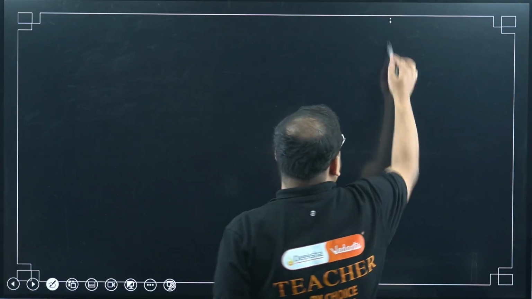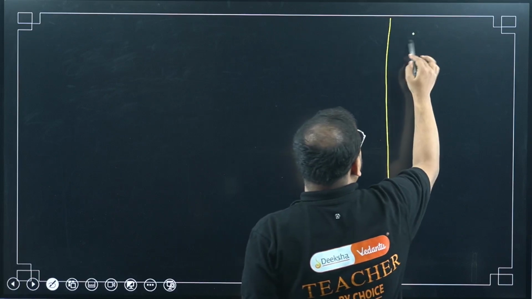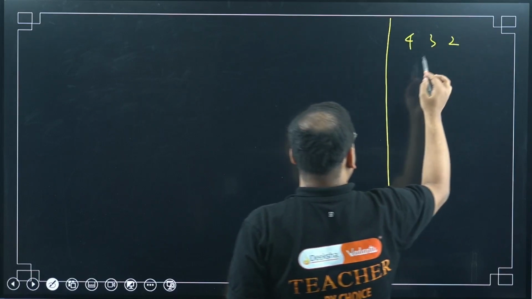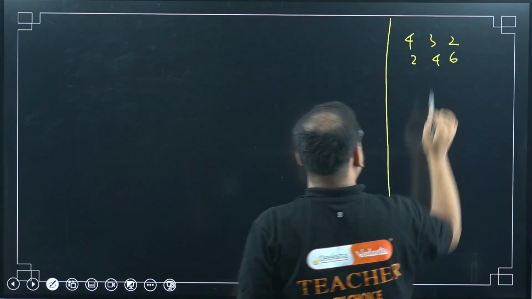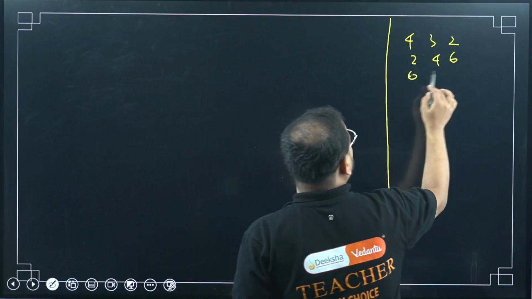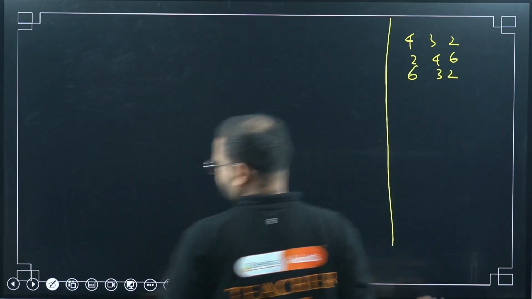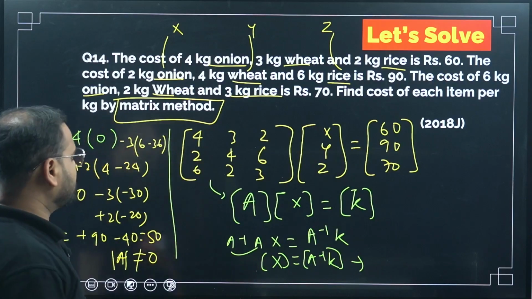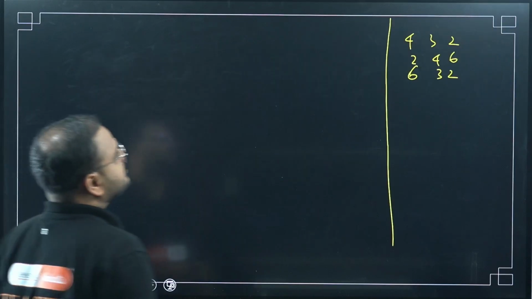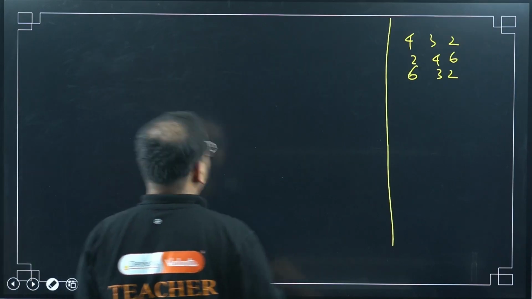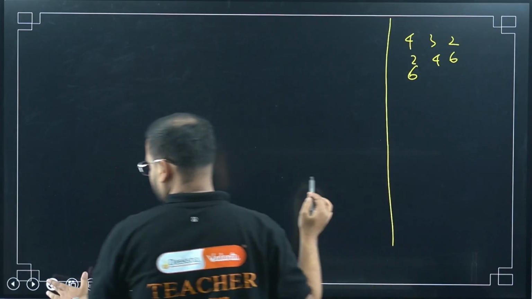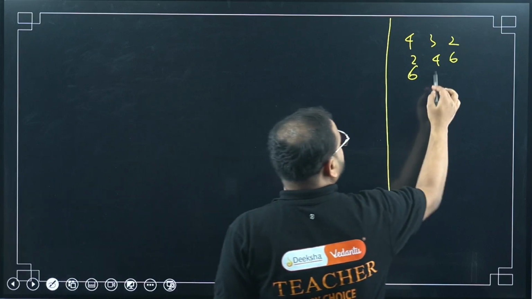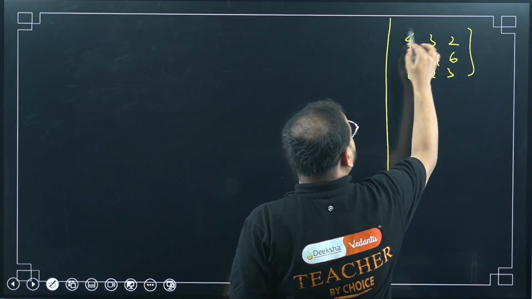I have less space. I hope I can solve it over here only. So 4, 3, 2, 2, 4, 6 and 6, 3, 2, I think. Please check. 6, 2, 3. 2, 4, 6 and 6, 2, 3. 6, 2, 3, sir. Yes or no?